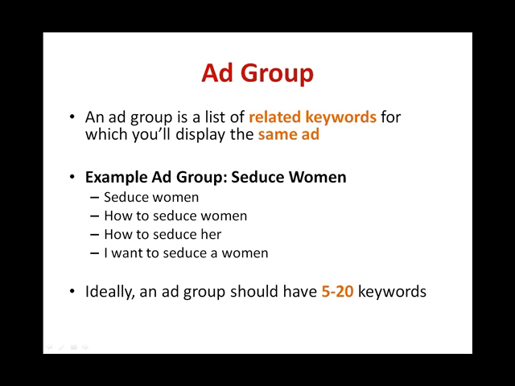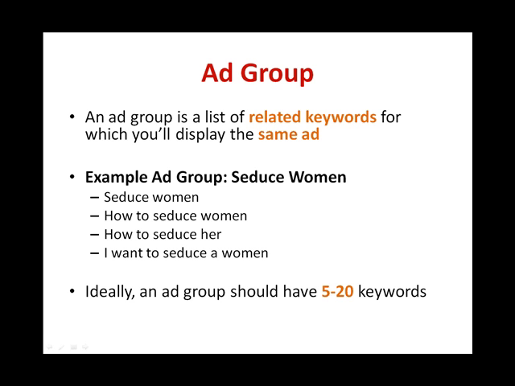Now that you understand everything about keywords, let's move along to ad groups. As talked about briefly earlier, an ad group is basically a list of related keywords for which you display the same ad. An example ad group would be "seduce women." In this example, the keywords that will be categorized under this ad group will be keywords like "seduce woman," "how to seduce her," and "I want to seduce a woman." This means that all of these keywords would trigger the same ad.